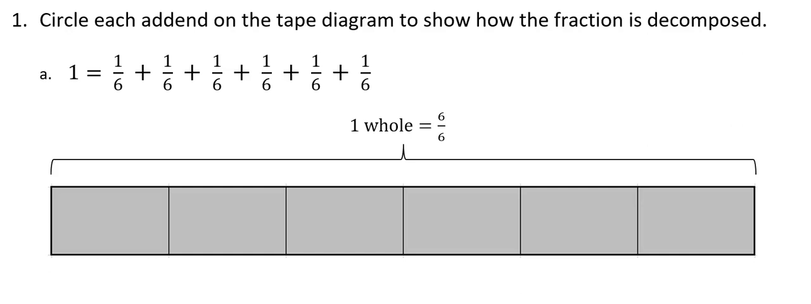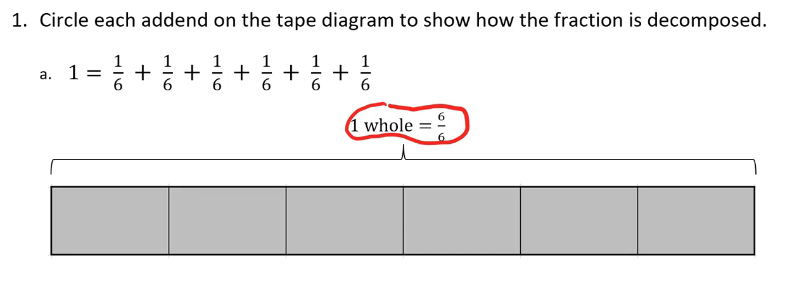This tutorial is for 4th grade, Module 5, Lesson 1b. In this lesson, we'll continue to look at how fractions compose whole numbers. The directions for this part say to circle each addend on the tape diagram to show how the fraction is decomposed. So we have a whole here, and this whole has been divided into 6 sections. So 6 of the 6 sections have been shaded, so the tape diagram is showing one whole.